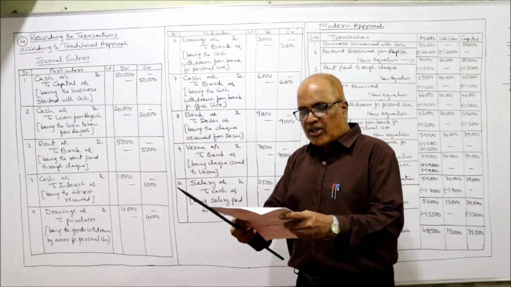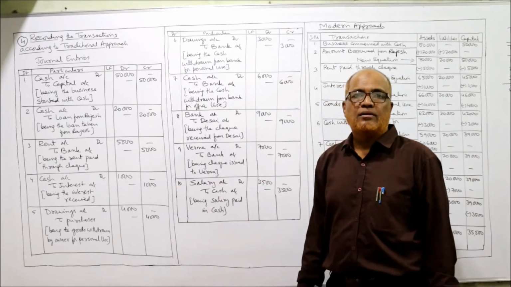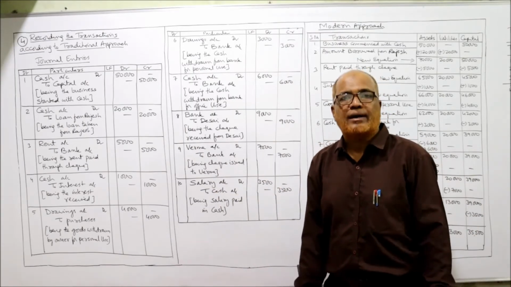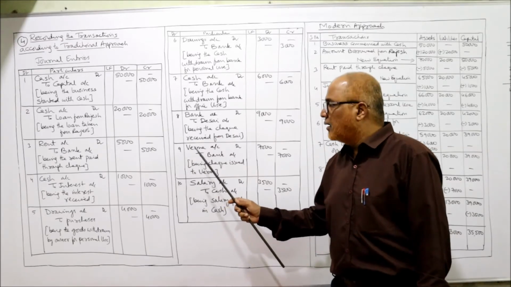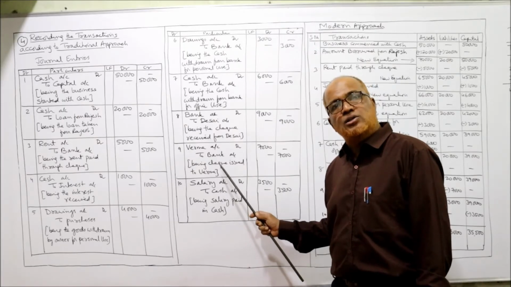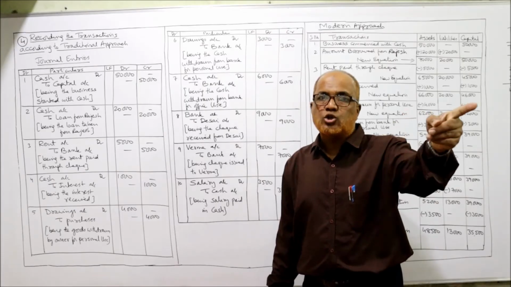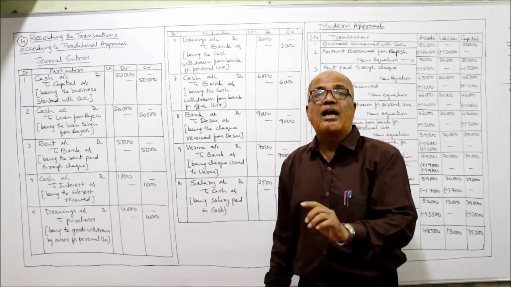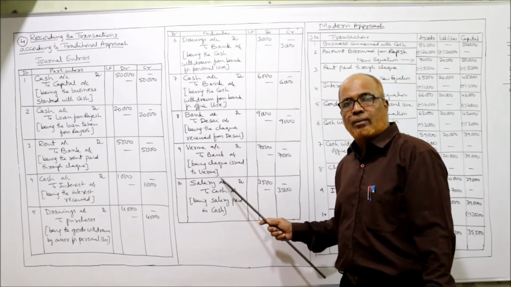Next entry. Check issued to Verma. Verma is a supplier. We have paid Verma through check, so Verma is the receiver. So Verma should be debited. Verma account debit. What are we issuing? We are issuing a check, so bank account is credited. See here: when a check is received, bank account should be debited. When a check is issued, bank account should be credited. So Verma account debit to bank, being the check issued to Verma.